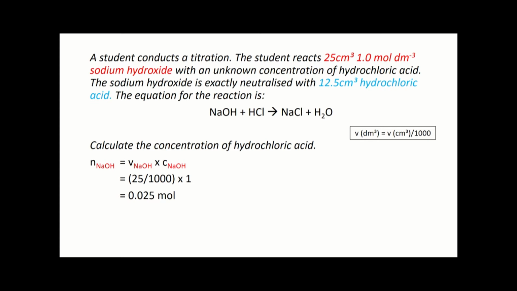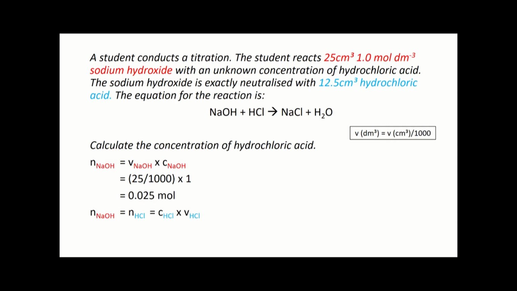Now, if you have a look at the equation, there is no number in front of the NaOH, and there is no number in front of the HCl, which means that every 1 mole of NaOH reacts with 1 mole of hydrochloric acid. So, if that's the number of moles of sodium hydroxide, then we know that that equals the number of moles of hydrochloric acid which has been used, because in this case, the number of moles of NaOH will be exactly the same as the number of moles of HCl. Therefore we can work out, using this number here, 0.025, the concentration, because we know the volume that we've used for the hydrochloric acid as well. So number of moles equals concentration times volume.